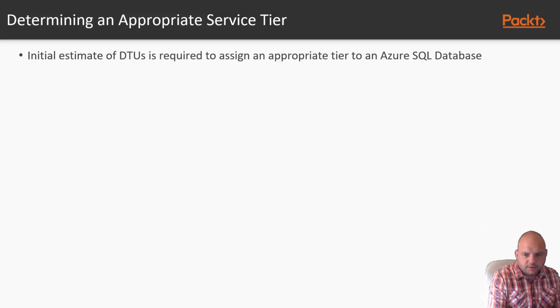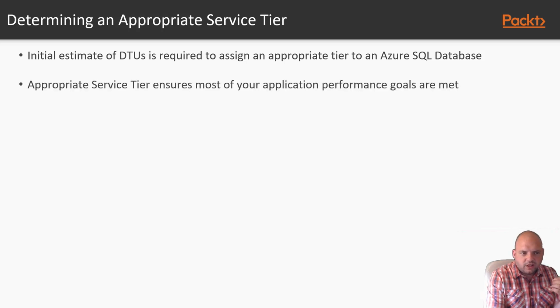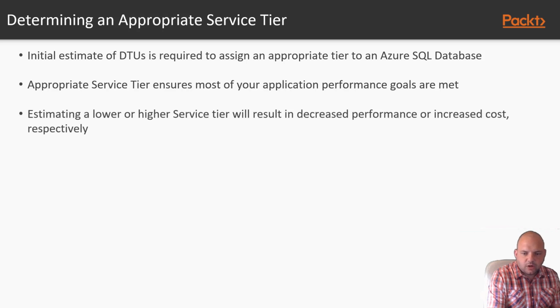Now, when it comes to determining an appropriate service tier, as a SQL DBA, if you're migrating to an Azure SQL database, you're going to need an initial estimate of the DTUs to assign to your database from the respective service tier. An appropriate service tier will ensure you meet the performance goals of your application. Estimating a lower or higher tier will either result in bad performance or increase your costs, respectively.